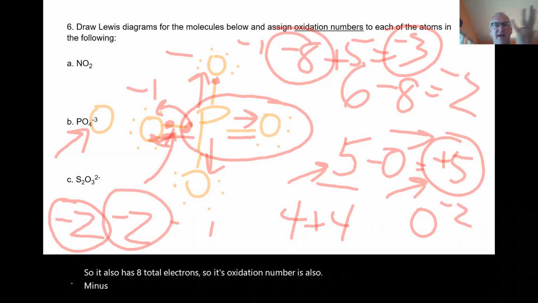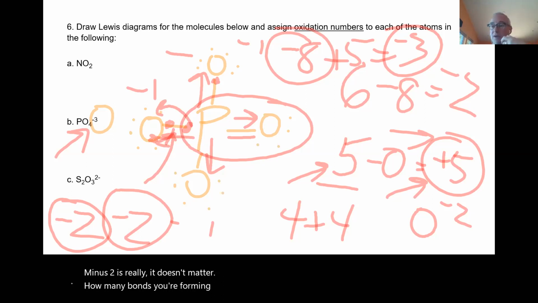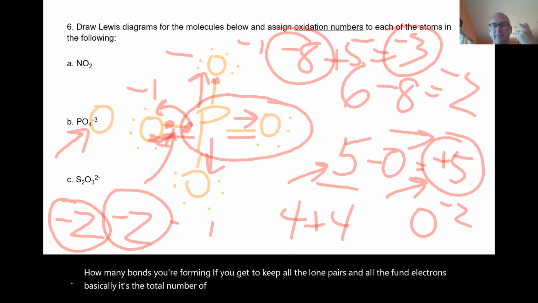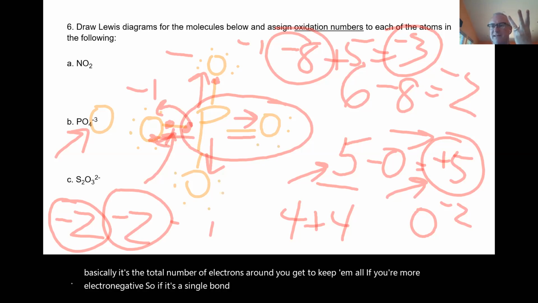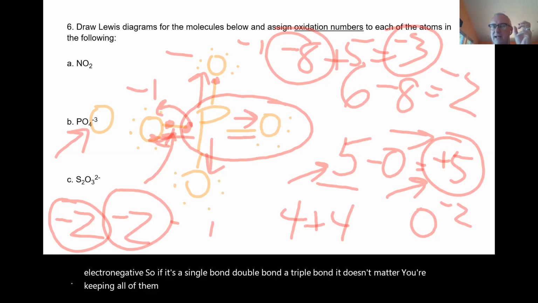Really it doesn't matter how many bonds you're forming if you get to keep all the lone pairs and all the bonded electrons. Basically, it's the total number of electrons around you. You get to keep them all if you're more electronegative. So if it's a single bond, a double bond, a triple bond, it doesn't matter. You're keeping all of them. So every oxygen had an oxidation number of -2.